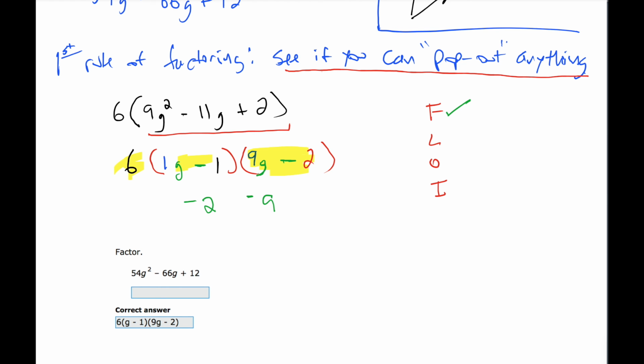So here's IXL's correct answer. Read it to me. Well, like I said, I'm perfect. All right, I'll try the next one. Go.